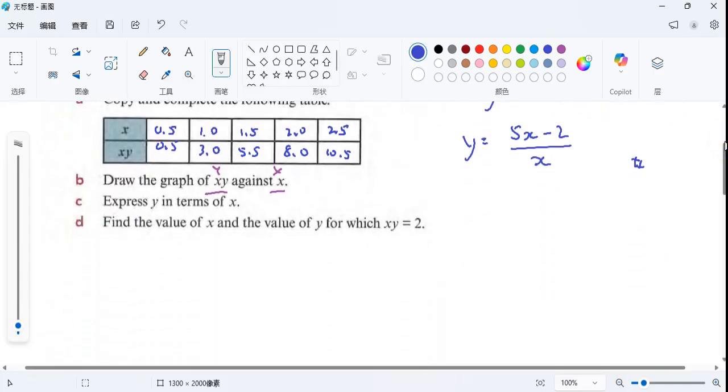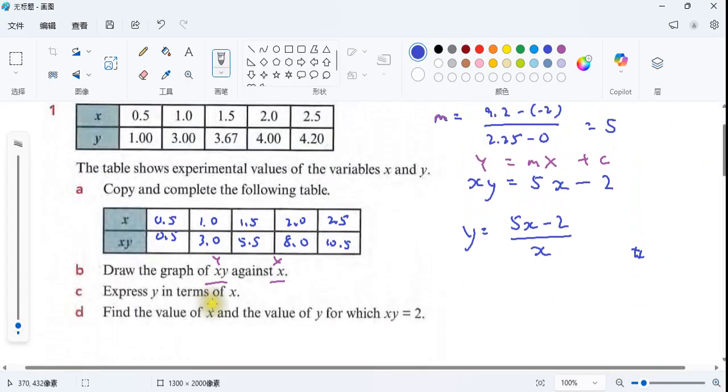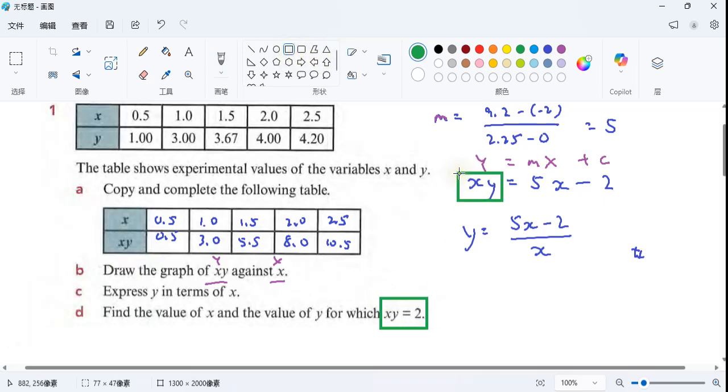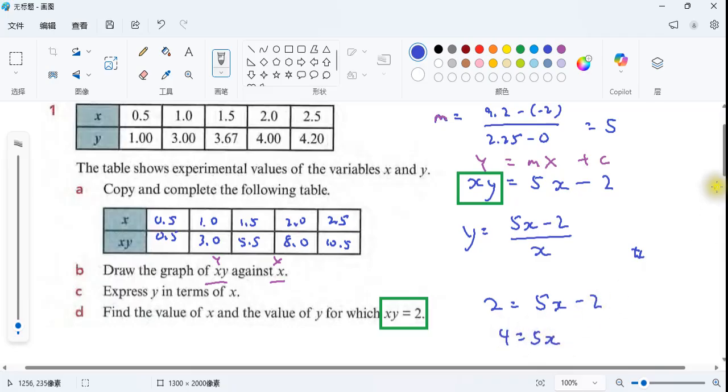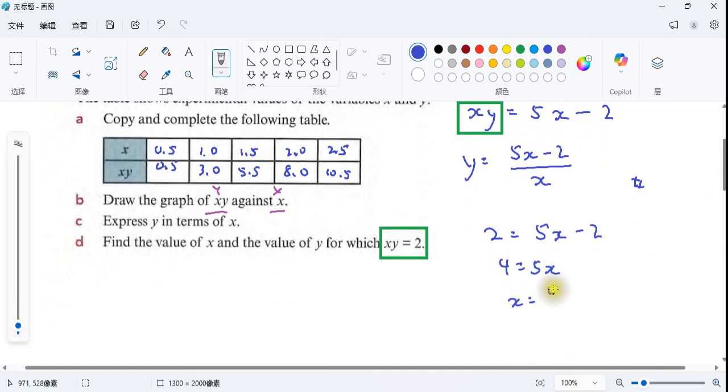And then find the value of x when xy equal to 2. So xy equal to 2, we substitute into this equation. Then we have 2 equal to 5x minus 2, 4 equal to 5x. Then x will be 4 over 5, 0.8.